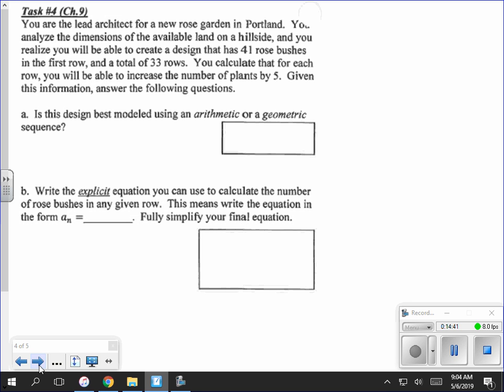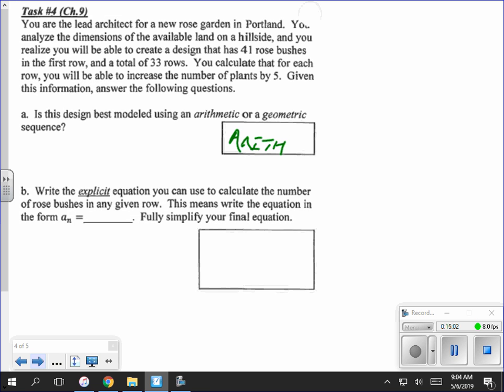Is this design best modeled using an arithmetic or geometric sequence? Yeah, it's arithmetic because we're increasing by the same amount each time. When you're increasing by that, that means you're adding that number each time. So I'm adding 5 each time. This is arithmetic.